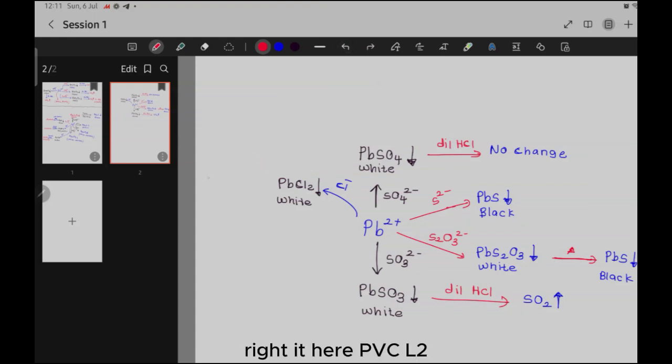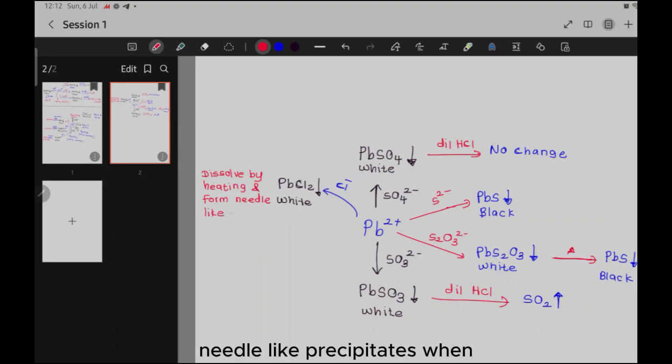I'll write it here. PbCl2 dissolves by heating. When you heat it, it dissolves, and forms needle-like precipitates when recooled.